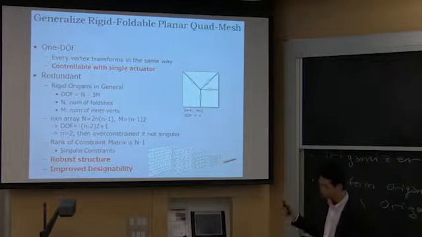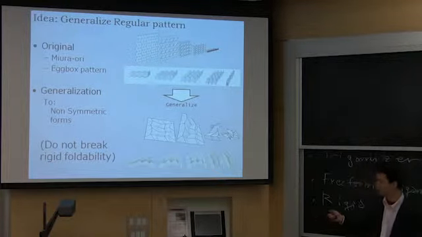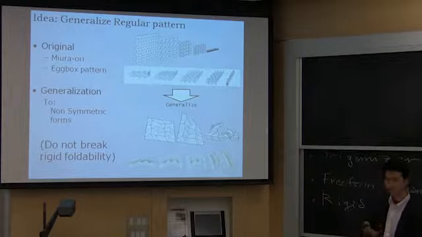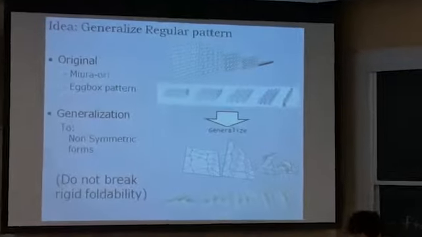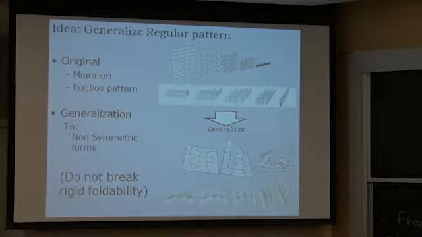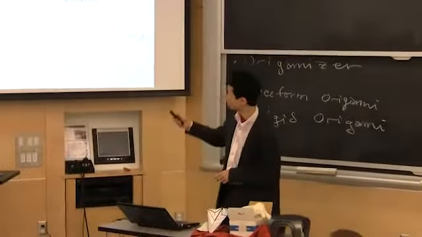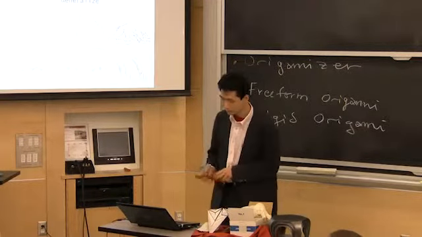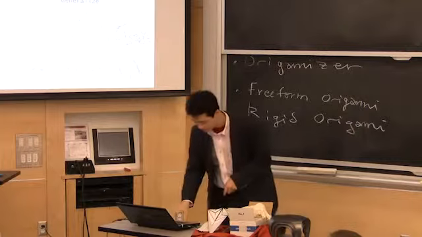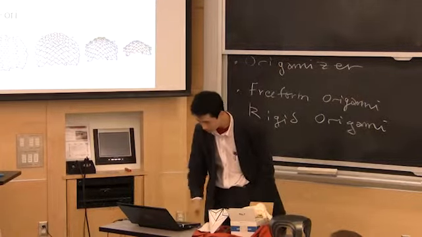So what I want to do is to generalize this to free form. And we start from Miura-ori and also from this pattern, which is not a developable surface, but also gives 1 degree of freedom motion with redundant constraints and its quadrilateral mesh design. So this can be generalized to rigid, non-symmetric forms.